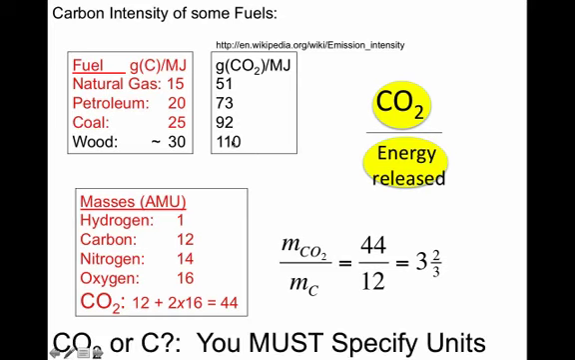And so you ask yourself, well, when I say carbon intensity, what do you use? Do you use grams of carbon or do you use grams of CO2? You have to specify, because people use those terms interchangeably. So if someone says our carbon intensity is 60 grams per megajoule, you have to ask, is that 60 grams of carbon or 60 grams of carbon dioxide?